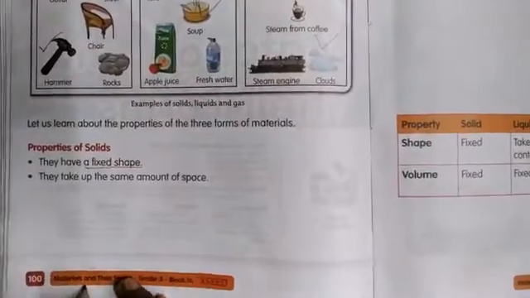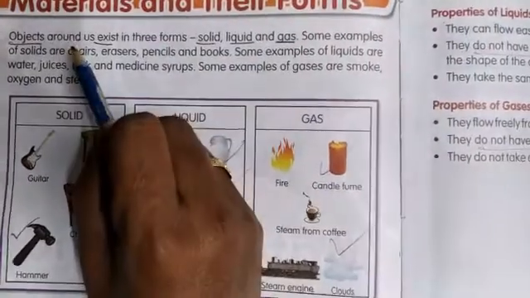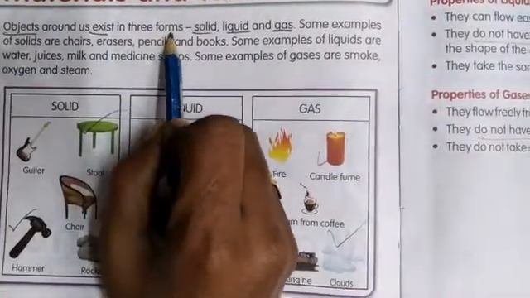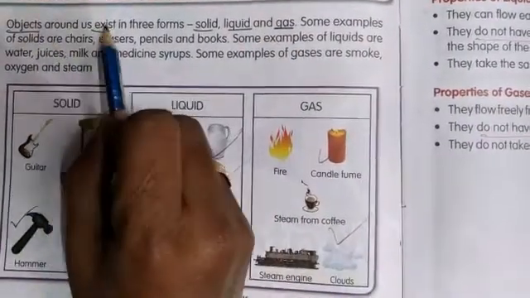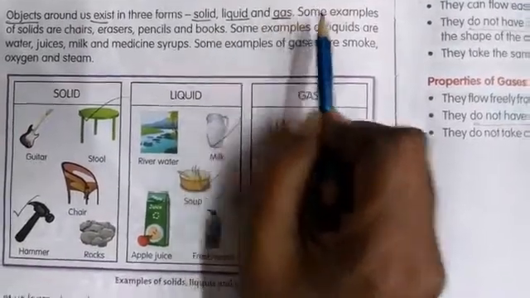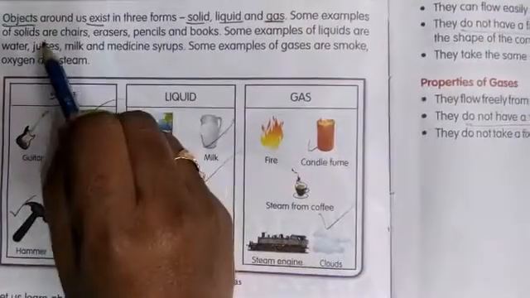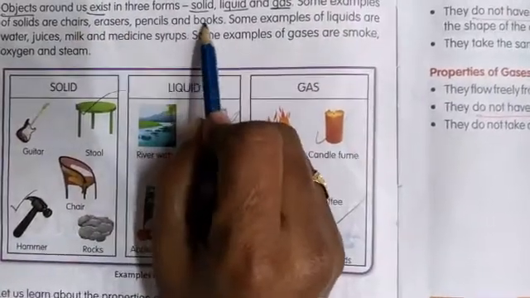Children, open your reader, page number 100. Materials and their forms. Objects around us exist in three forms: solid, liquid and gas. Underline "objects exist, solid, liquid and gas." Write it as keywords.